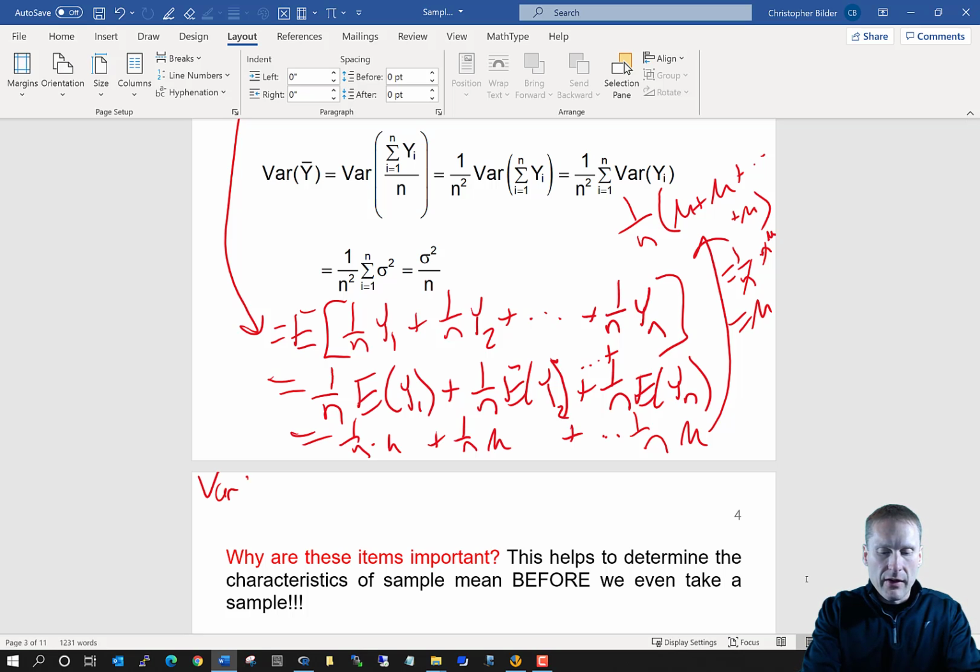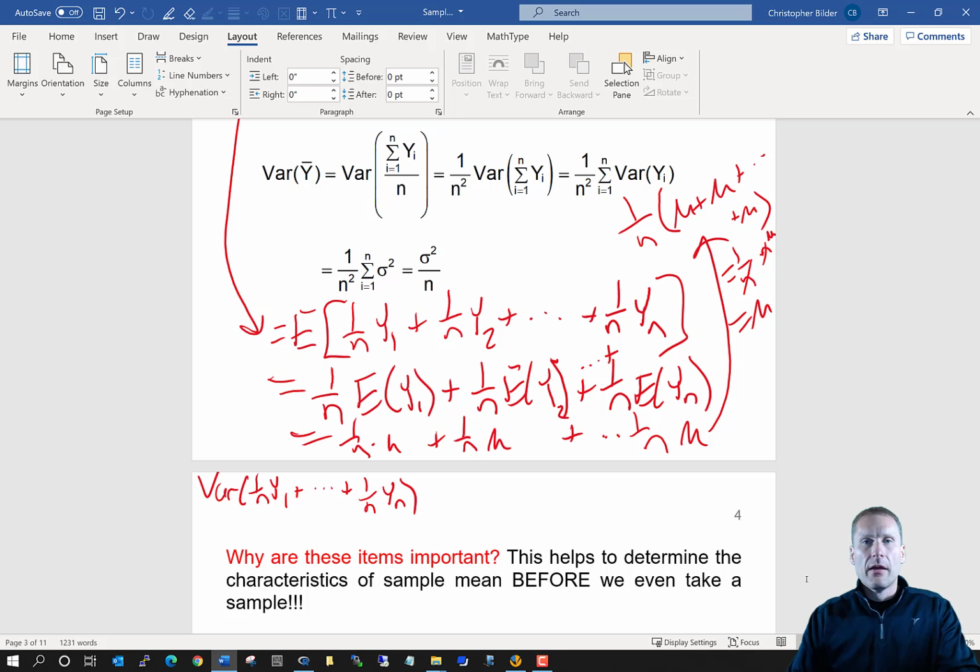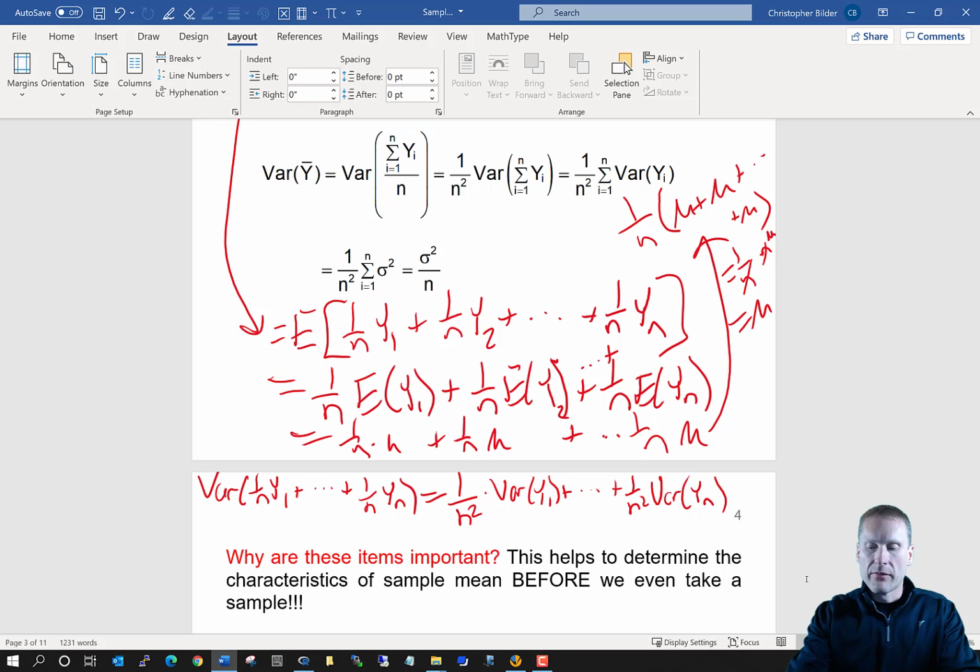So I have the variance of 1 over n times y1 plus, and I won't show the second one, I'll go all the way down to the nth. We have the constants, 1 over n. We have the random variables, y1 through yn, and they're all independent because of that random sample. So that means I can take this as 1 over n squared times the variance of y1 plus ... plus 1 over n squared times the variance of yn. Remember, each of these variances is exactly the same. It's equal to sigma squared.